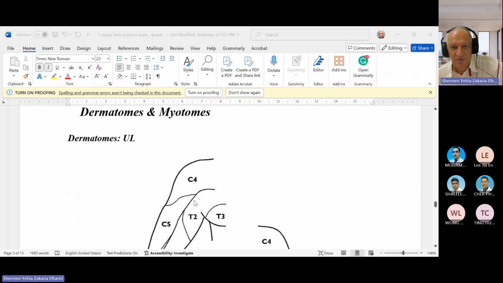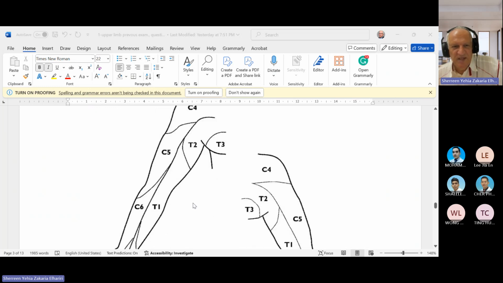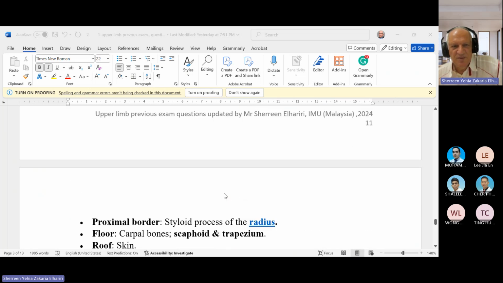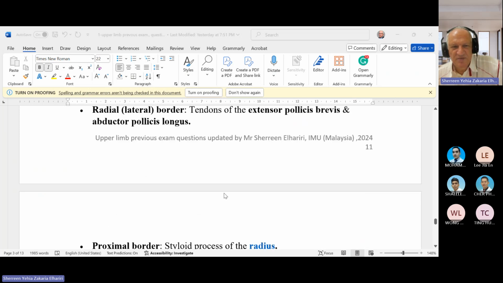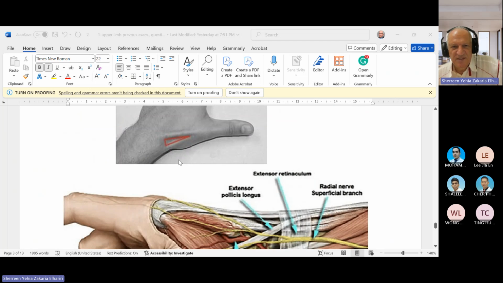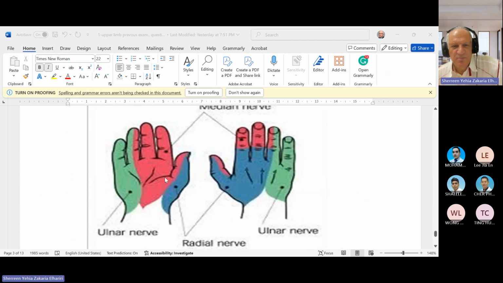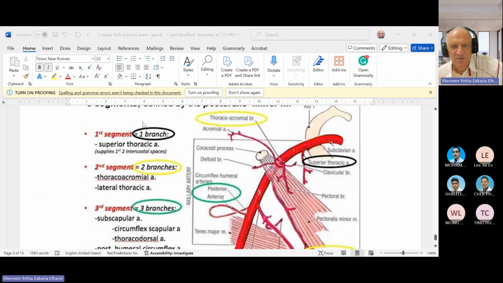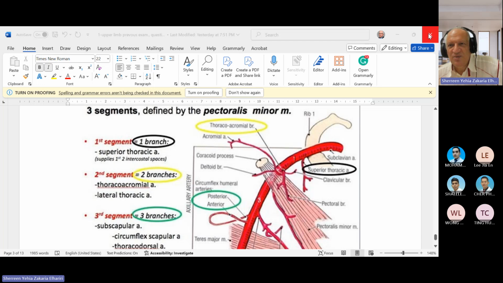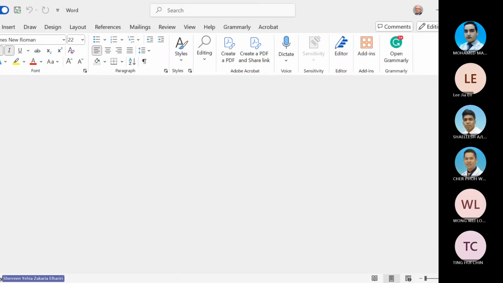It is important to know dermatome and myotome. It is important to know the brachial plexus and what arises from the upper trunk, what arises from the cords, what arises from the root. It is important to know the boundaries of the anatomical snuffbox. It is important to know innervation of the hand, as you see here. And it is important to know axillary artery branches. This is what you need to know from the upper limb.